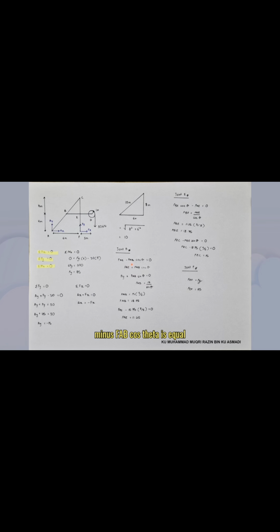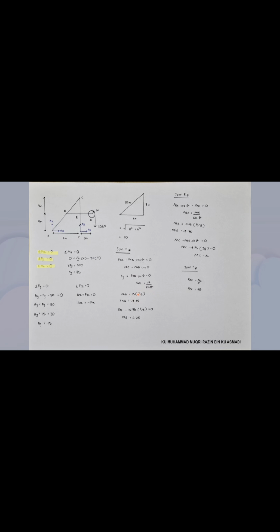Okay, right now we're going to find the forces at joint A. FAE minus FAB cos theta is equal to 0, so FAE is equal to FAB cos theta. This is the first equation. The second equation is Ay plus FAB sin theta is equal to 0. We know that Ay is negative 15, so if we bring it over, it becomes positive 15, and then we divide it by sine theta.